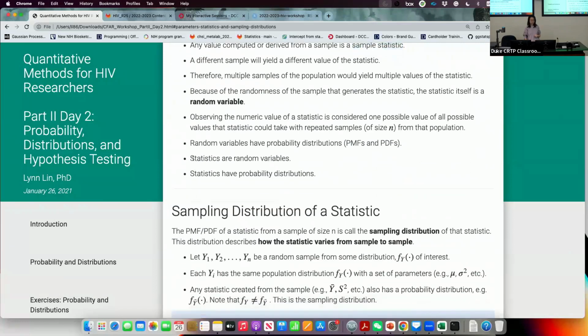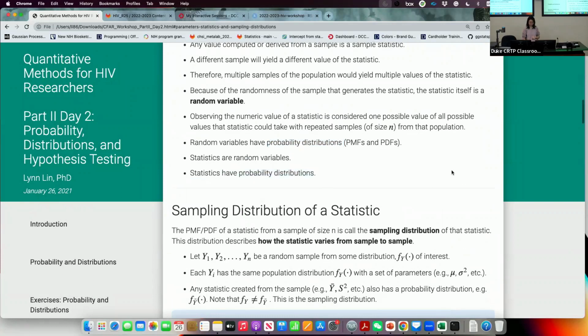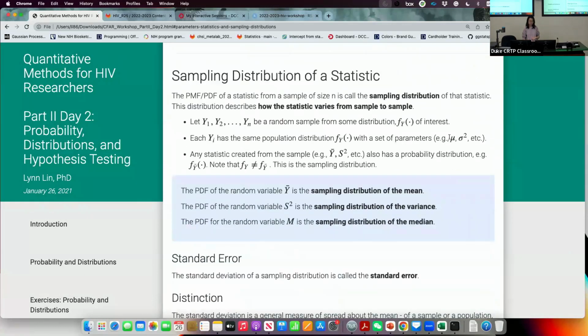So the statistics are random variables, and random variables will have a probability distribution, depending on whether it's discrete or continuous. So they will have either a PMF or PDF. And so the statistics will have those probability distributions. The distribution related with statistics is actually called a sampling distribution. But again, as the name suggests, the sampling distribution is just a distribution. It is either a PMF or PDF of these statistics.